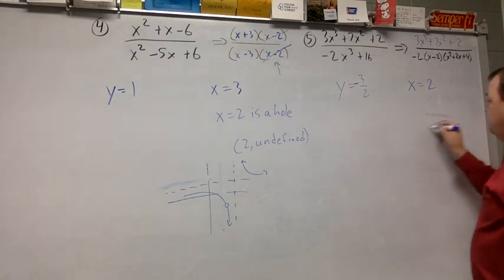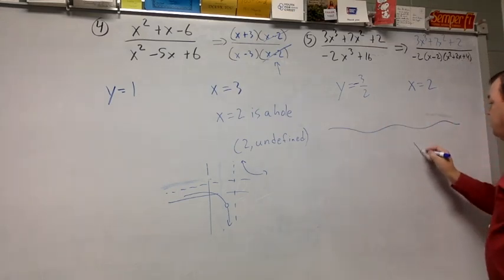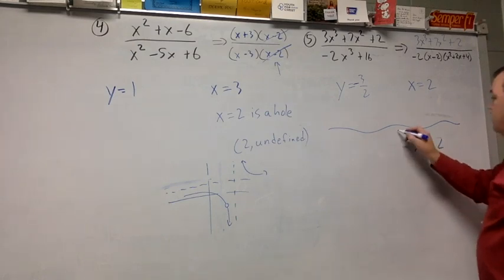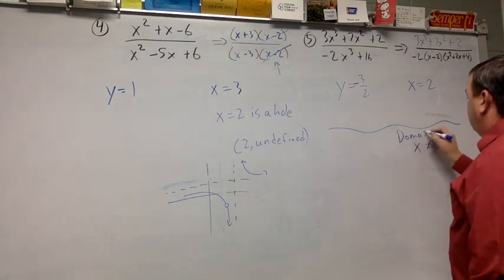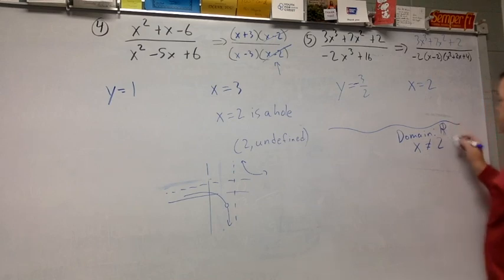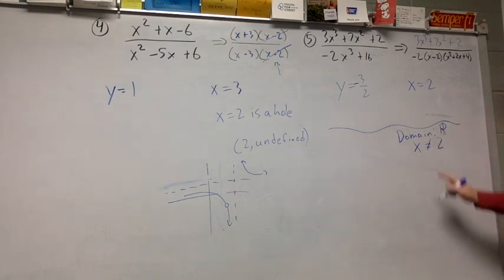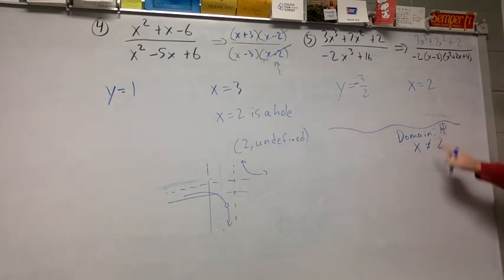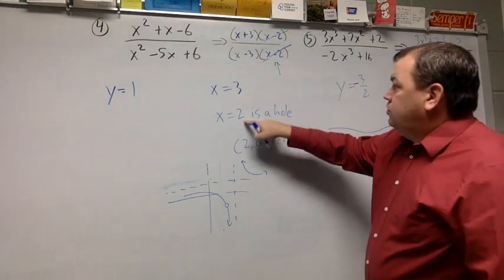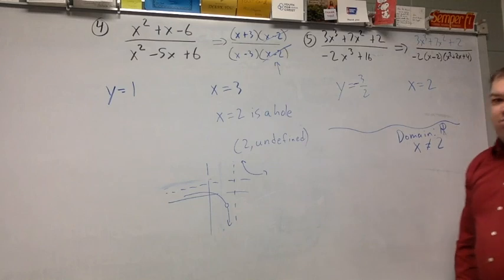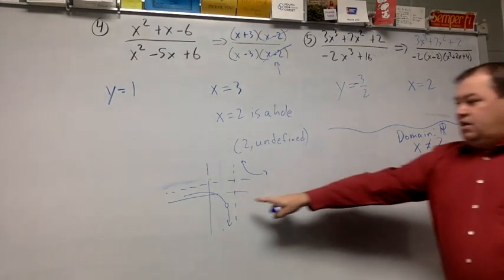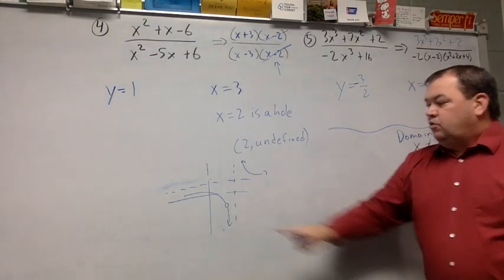Now, if I go back to domain and range, my domain would be all real numbers except x can't be 2. So they kind of work hand in hand. Vertical asymptotes and even holes aren't in my domain because they're not on the graph. They're either a hole or an asymptote.